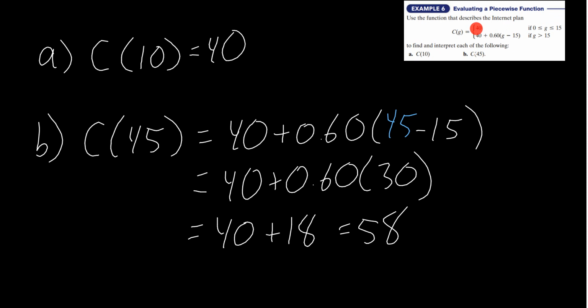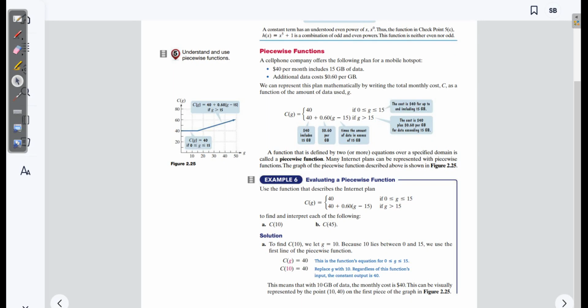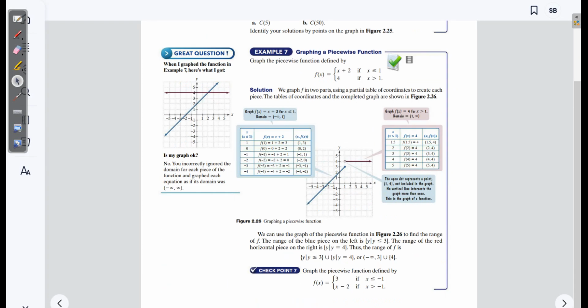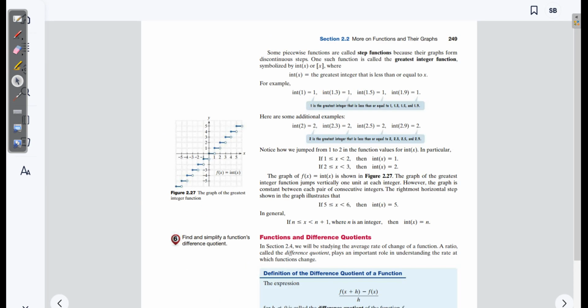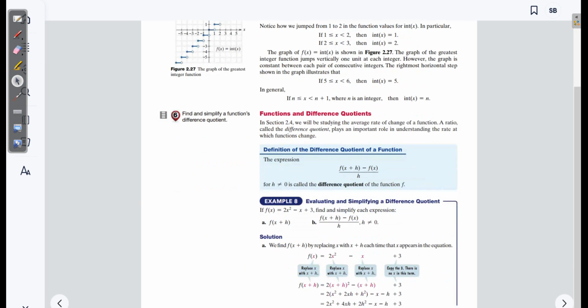That's it. The second equation has more arithmetic involved because we had to plug a number in. But if we chose C of 20, we would just do 20 minus 15, which is 5, times 0.6, and then do the arithmetic that way. But please don't be like me. Piecewise functions are a lot easier than younger Sherman knew.